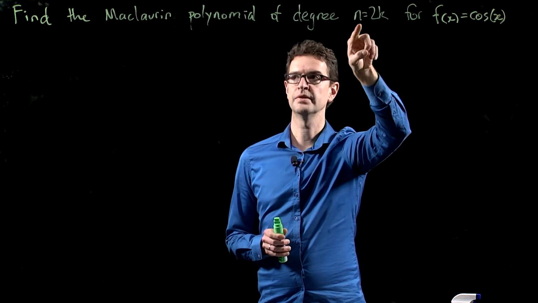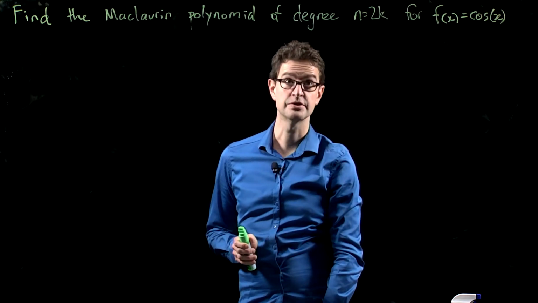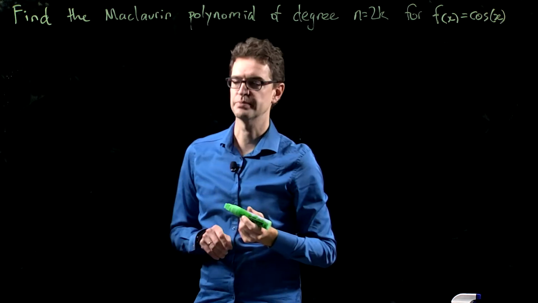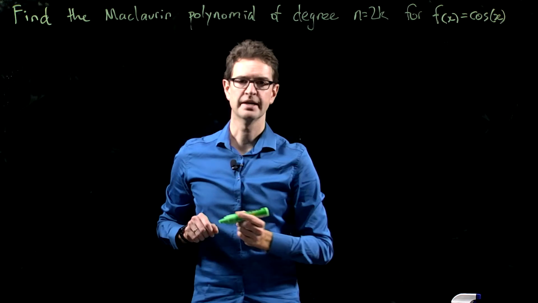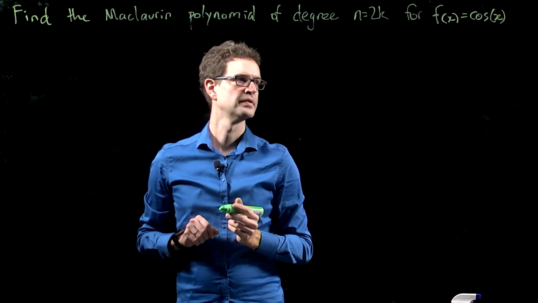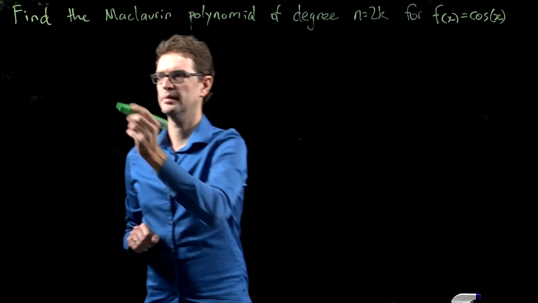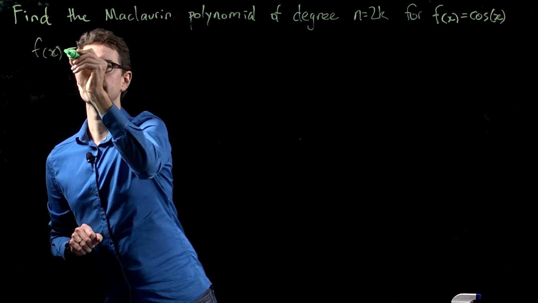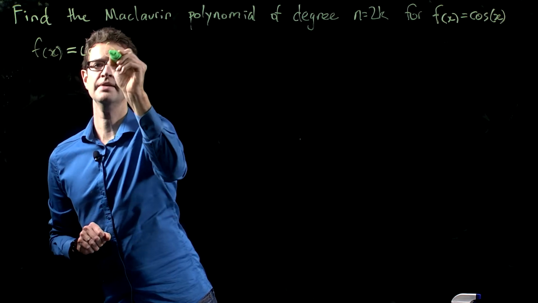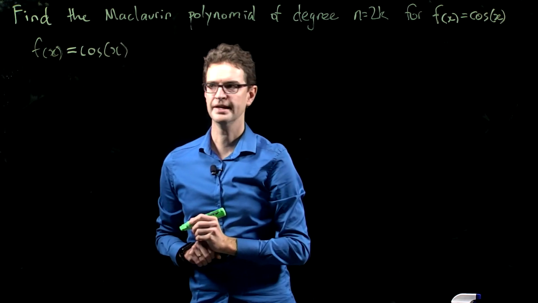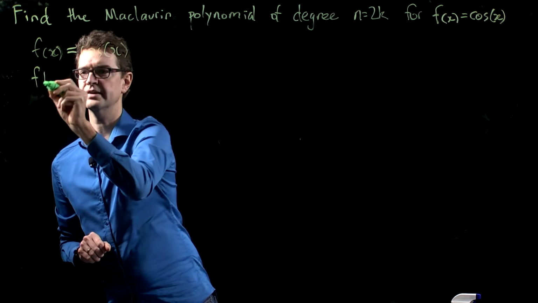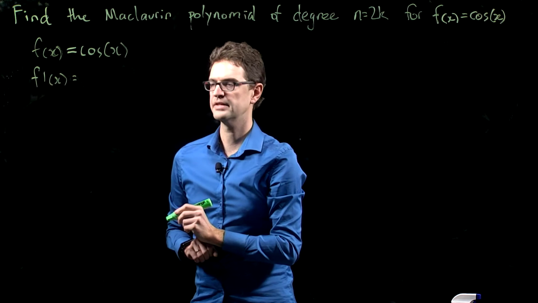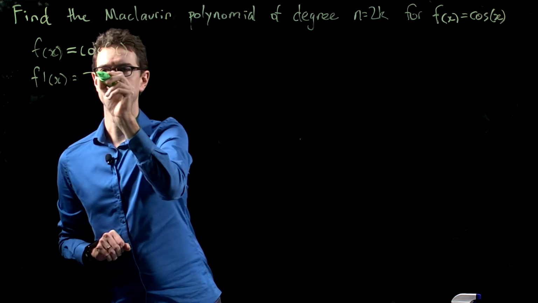Now I've written that I want the Maclaurin polynomial of degree n equals 2k here. That's because I'm going to employ a certain little trick and change my indices such that I can write this thing down neatly. What we need to calculate a Maclaurin polynomial, or any kind of Taylor polynomial, is derivatives. So f of x is equal to cosine x, and I need to differentiate this a few times. I need the nth derivative of this function.